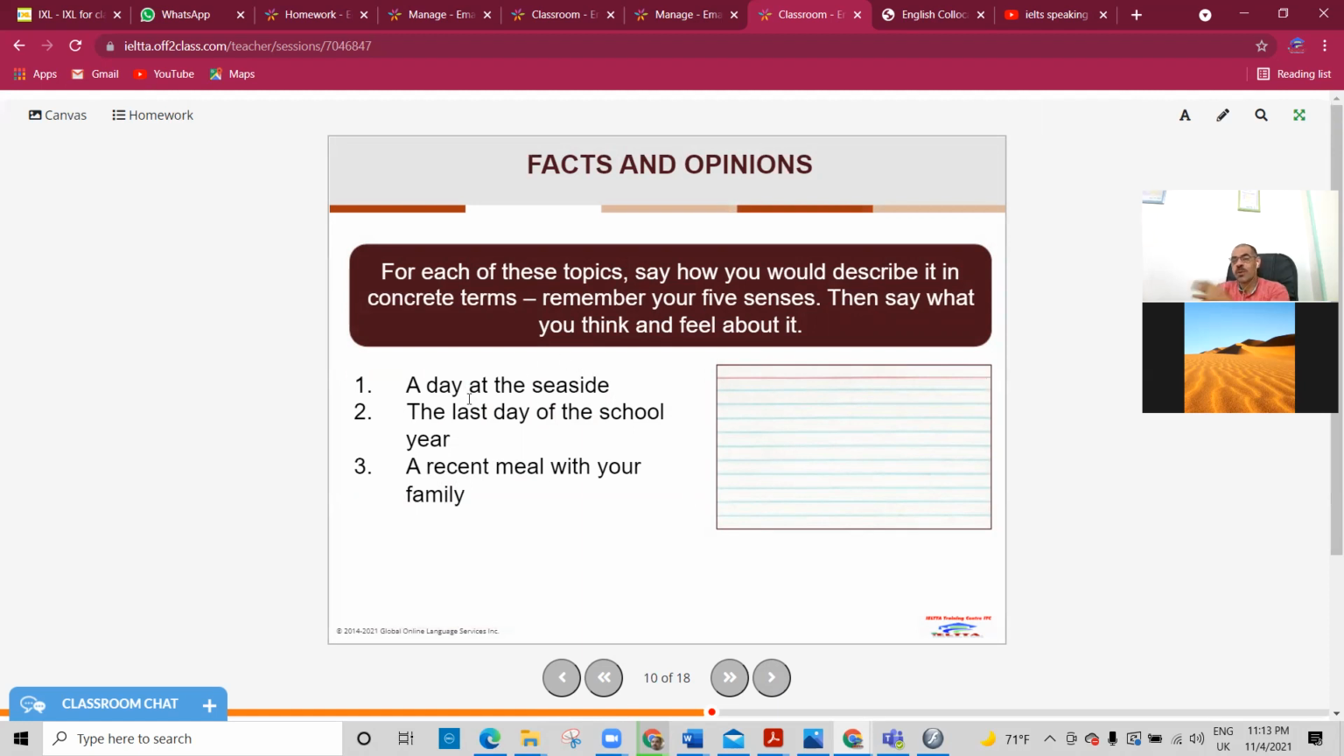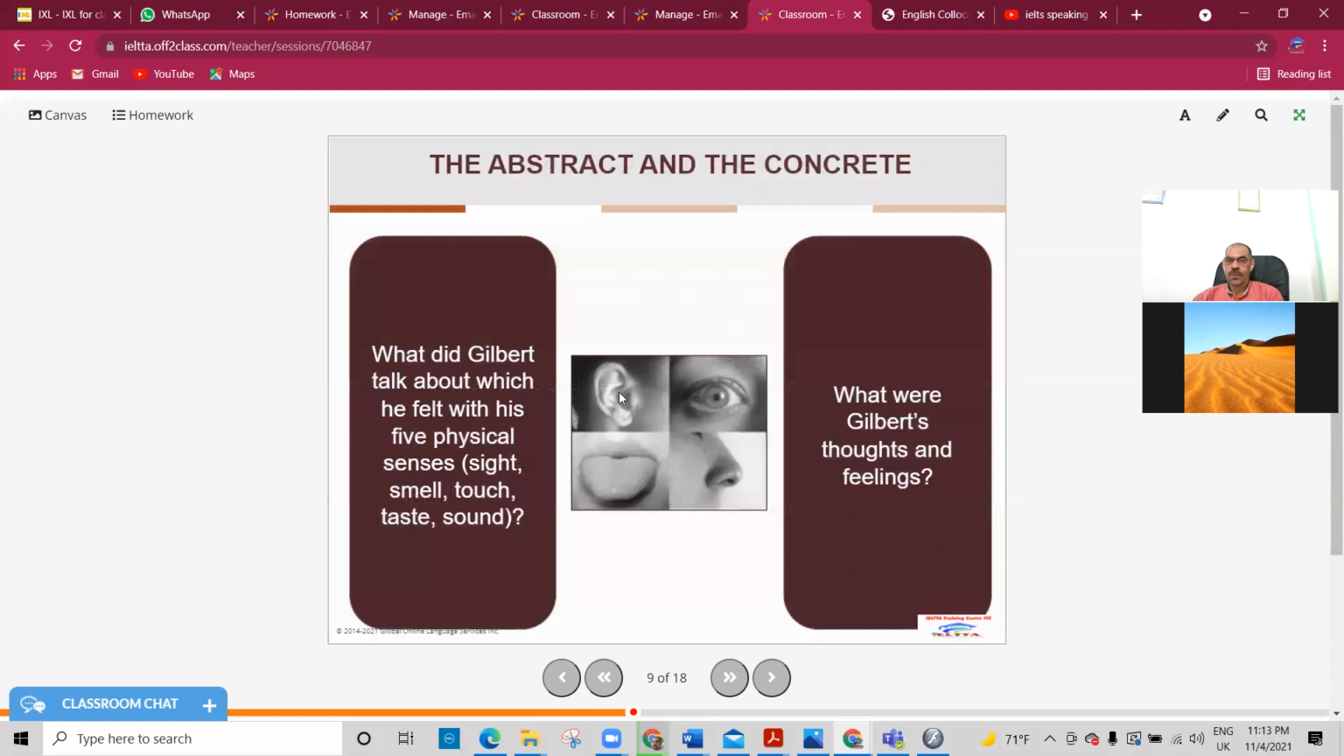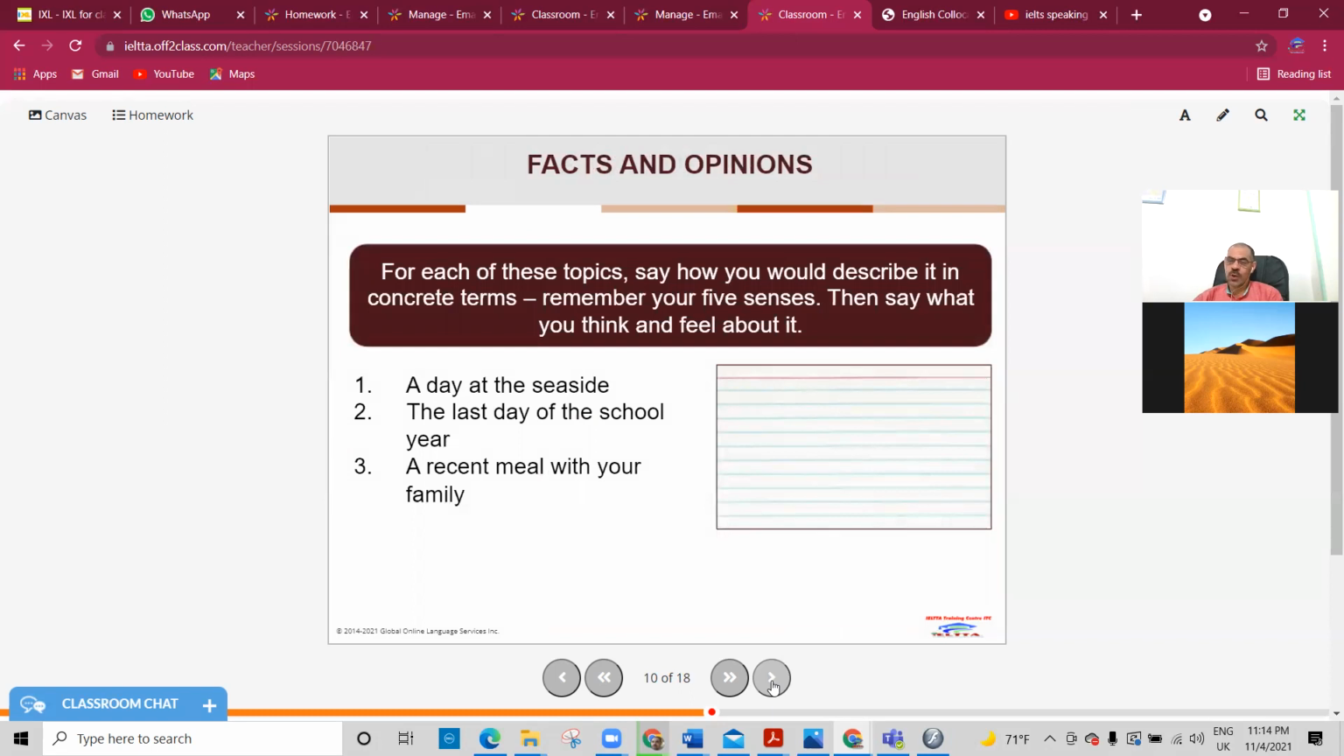Right. Sometimes some topics will need concrete physical descriptions. So making advantage of your senses, what you smelled, what you saw, what you heard, can actually add to your talking and extend your time. For example, if the topic is about a day at the seaside, the last day of school, or a recent meal with your family, a good technique is to depend upon your senses. Sometimes we have abstract topics and sometimes we have concrete topics. This technique might not work well for abstract things.